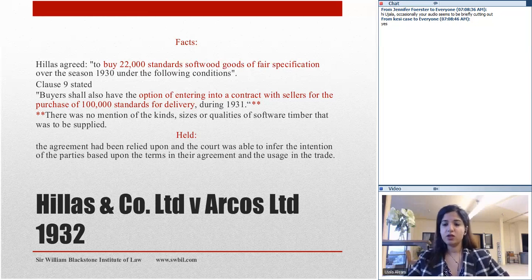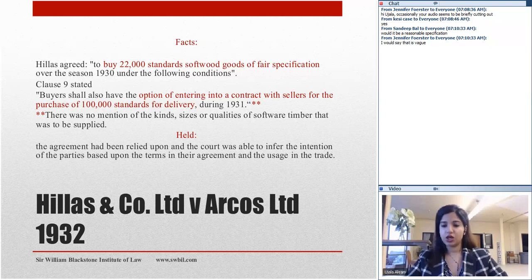Okay, so the first term was that buyer would buy 22,000 standards of fair specification. Now pay attention to the word fair specification. Does anyone know what does it mean, fair specification? Actually, that is exactly what the courts were arguing on, that what does fair specification actually mean. So they thought that it was a vague phrase.